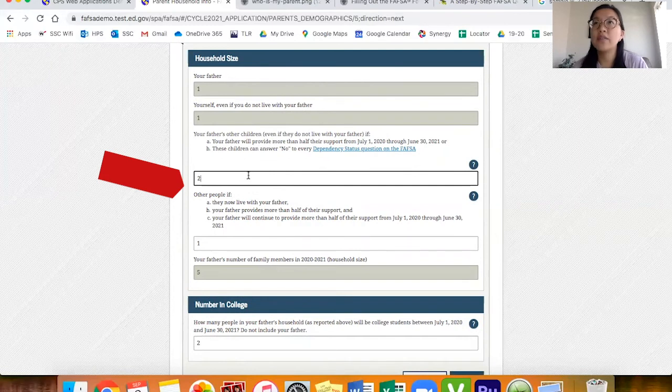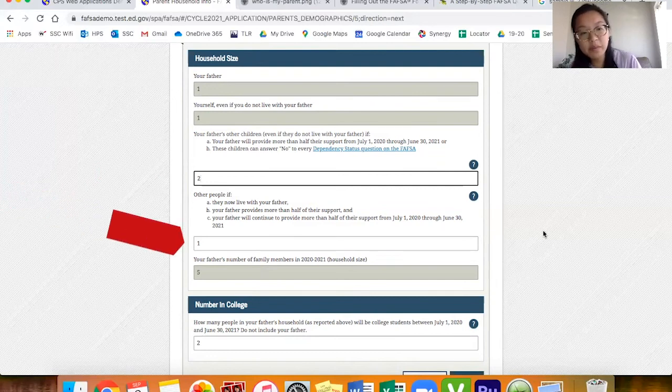So say I have an older sibling that's in college, they don't live with the parents anymore, but the parent still pays for like the majority of their things. And say I have a younger sibling who relies on the parent for financial support. So for me, I'm going to put 2 for my 2 siblings. Next question. Other people, if they now live with your parent and your parent provides more than half of their financial support, and that can include like a grandparent that lives with us that my parent primarily pays for.